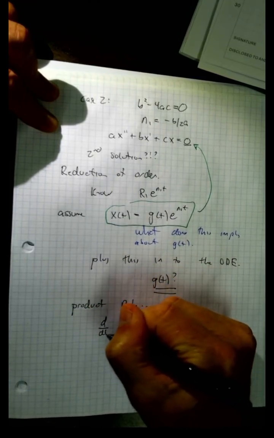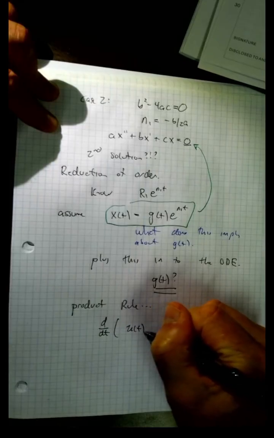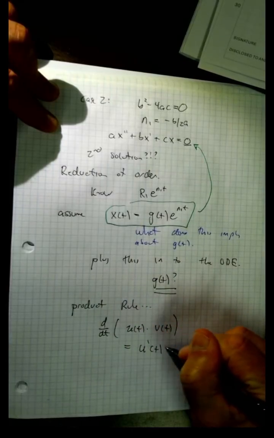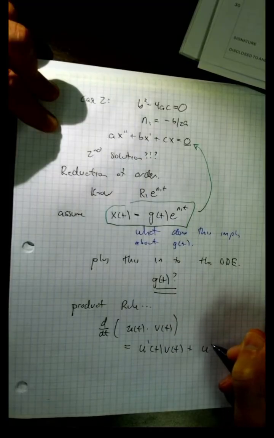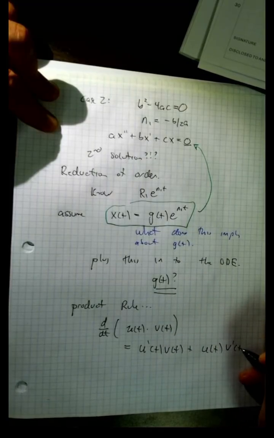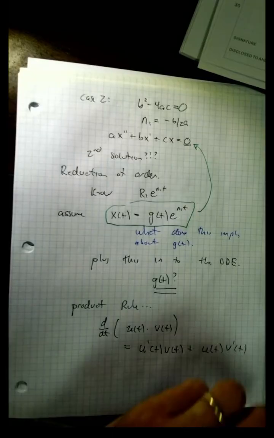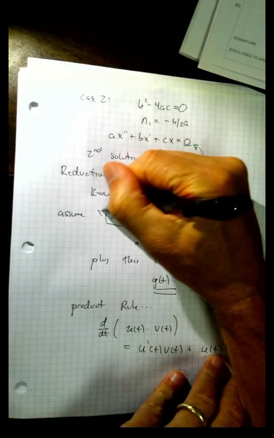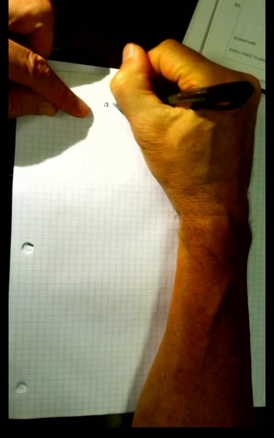So I have to remember that the derivative of u of t times v of t is the derivative of the first times the second plus the first times the derivative of the second. So I'm going to do that. I'm going to take two derivatives of this and then see what happens. So what do we have? At this point, we now have our differential equation.